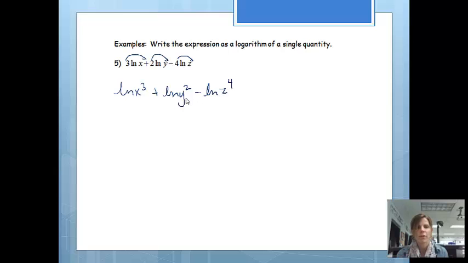so it'll be ln z to the 4th. And now from here, since I've got a plus sign, I'm going to write the word ln one time. Since there's a plus sign, I know that I can multiply those quantities together, so x cubed y squared. And since there's a subtraction sign, I know that I can divide, so I'm going to divide by z to the 4th. So it's going to be the natural log of that entire expression.